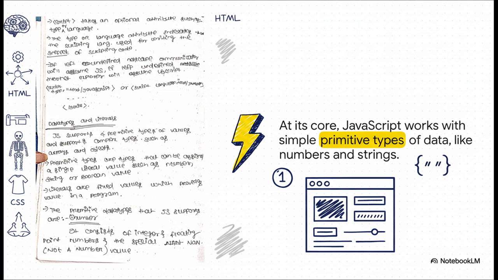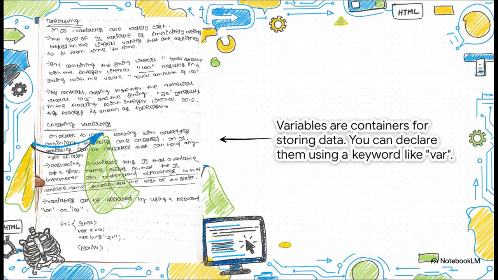Things like numbers, 10 or 3.14, and strings, which is just a programmer's fancy word for text, like the words hello world. But you can't just have data floating around in space, right? You need a place to put it. That's where variables come in. Just think of a variable as a labeled box or a container where you can store a piece of information that your program might need to use later on, and you create one with a simple keyword like var.